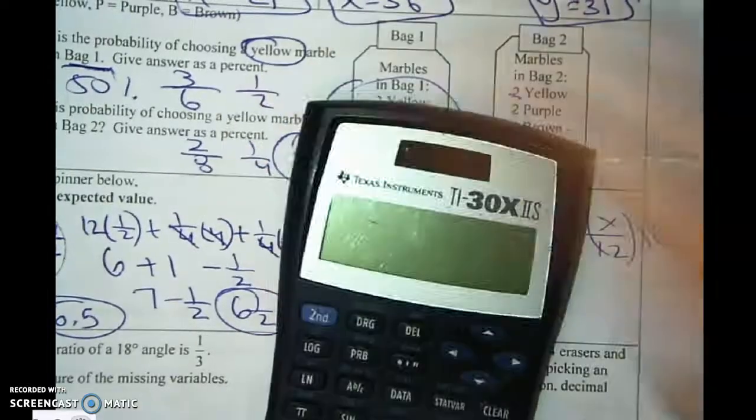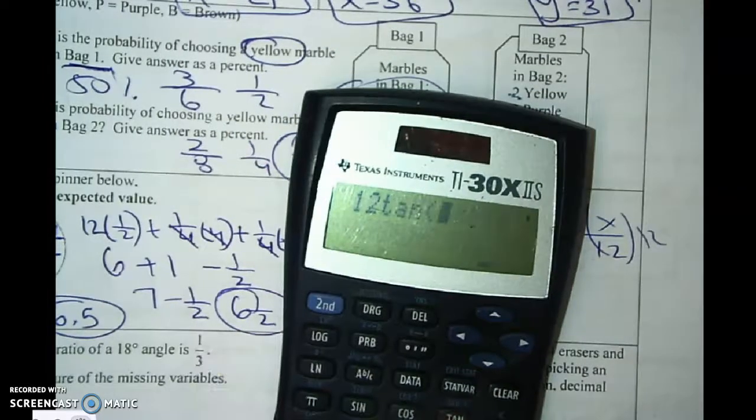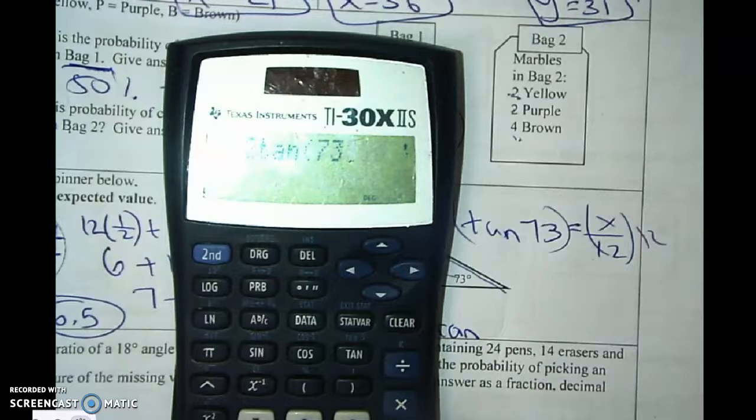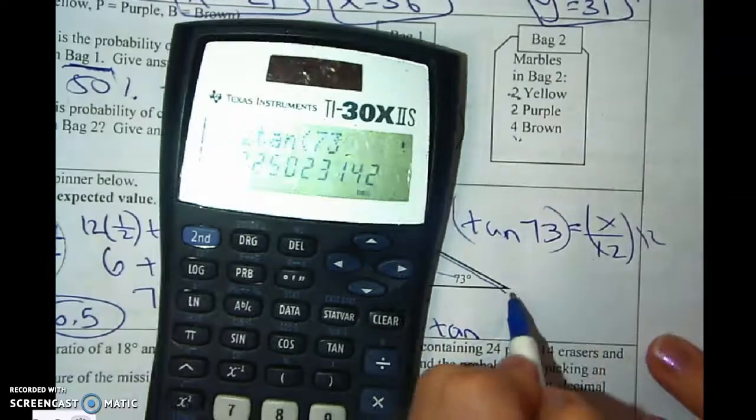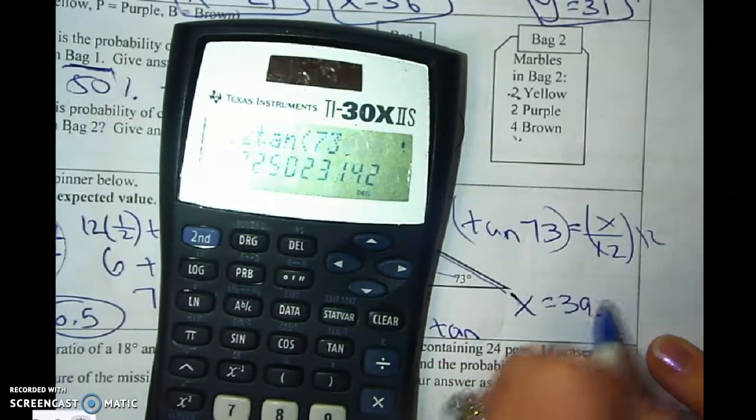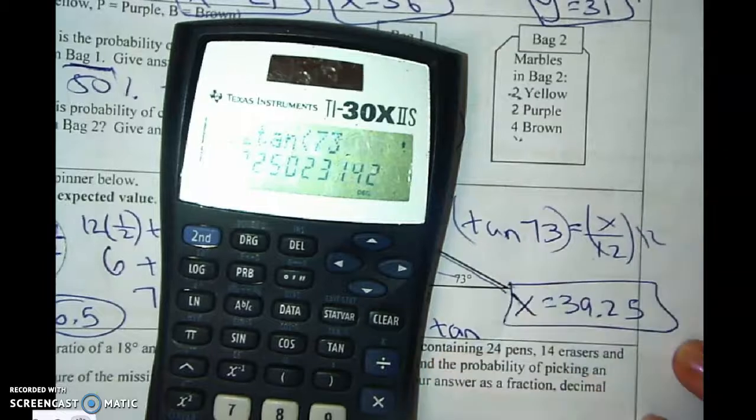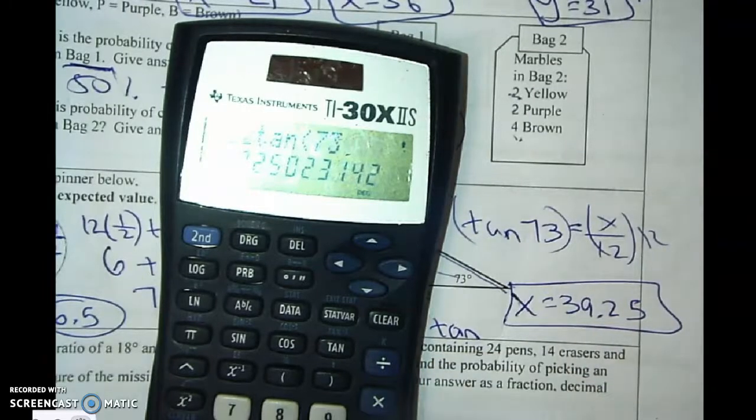Pick up your calculator, and you get x equals 39.25. Please, don't just wait for me to put up the answer. Practice doing it yourself. Otherwise, when it comes to the test, you're not going to be sure what to do.